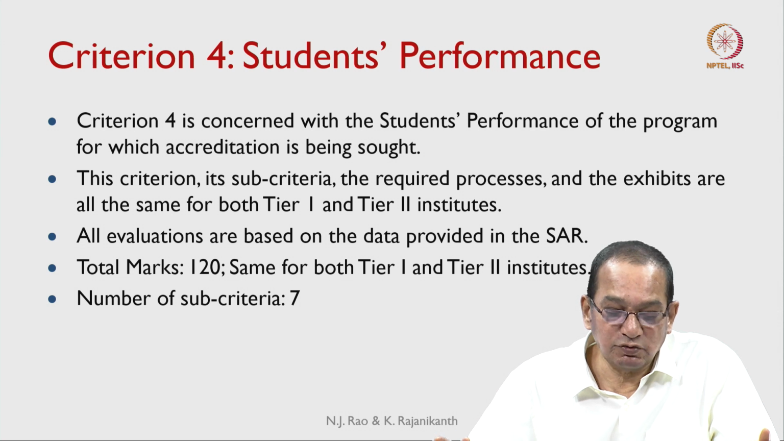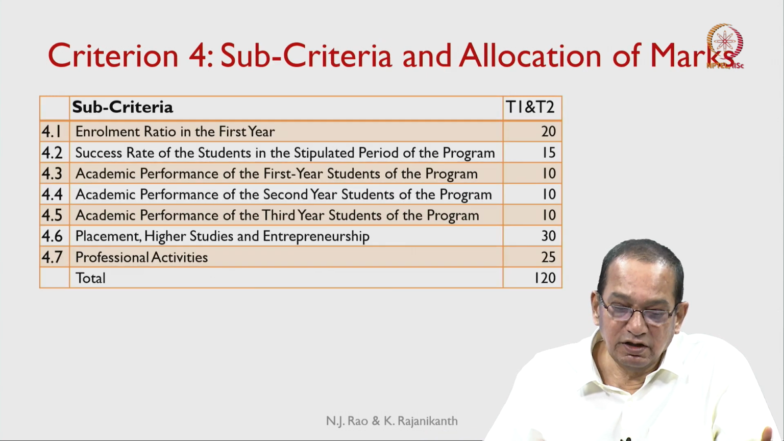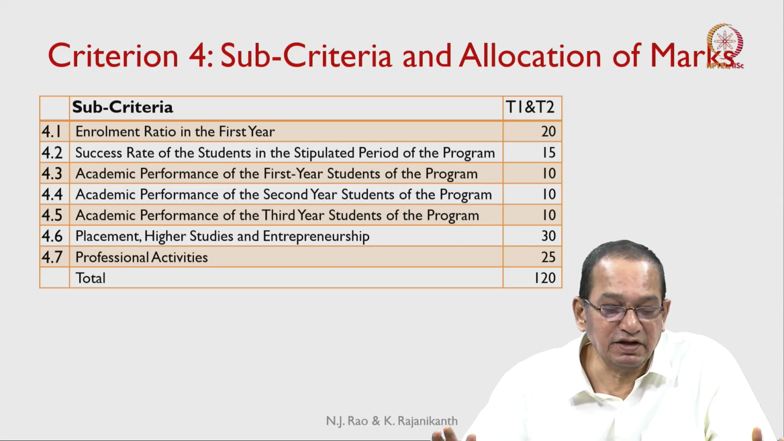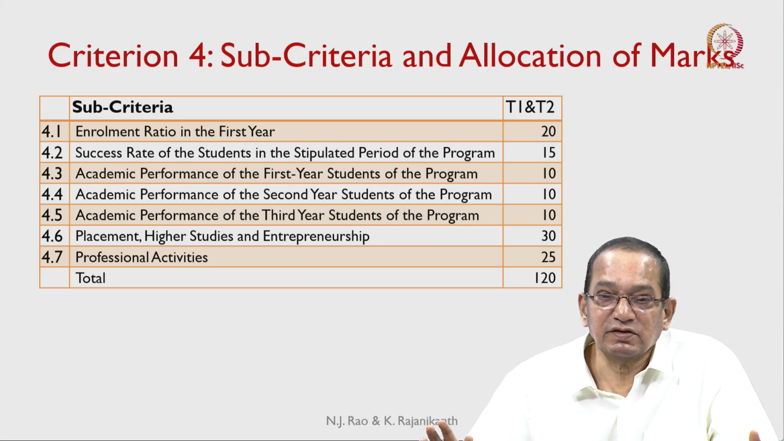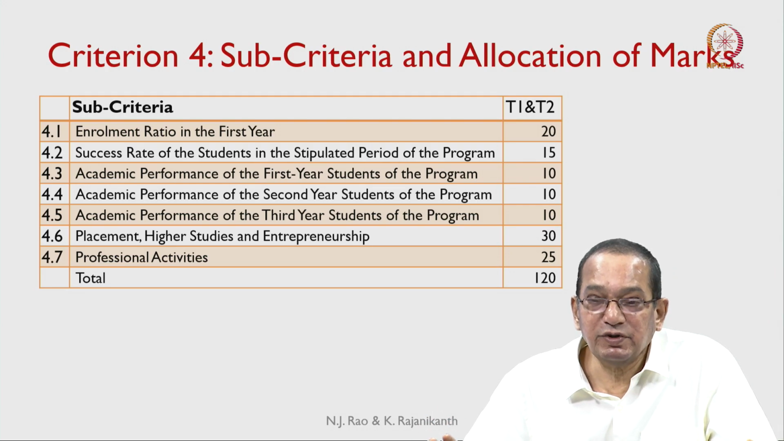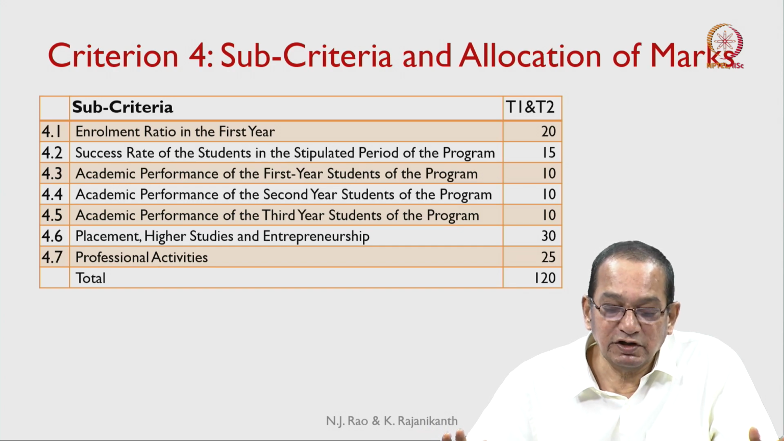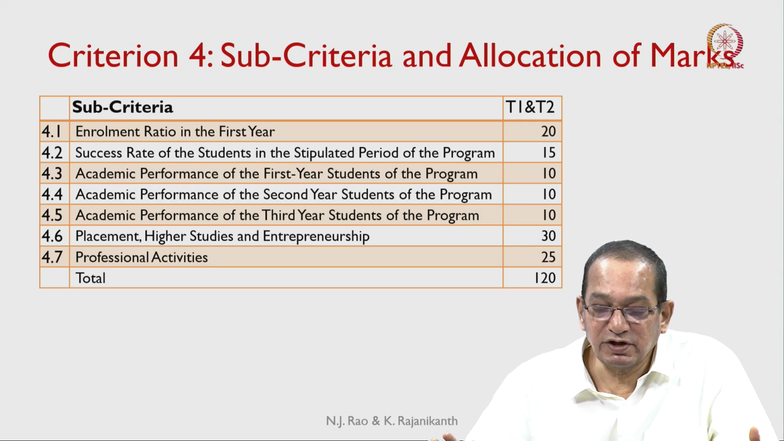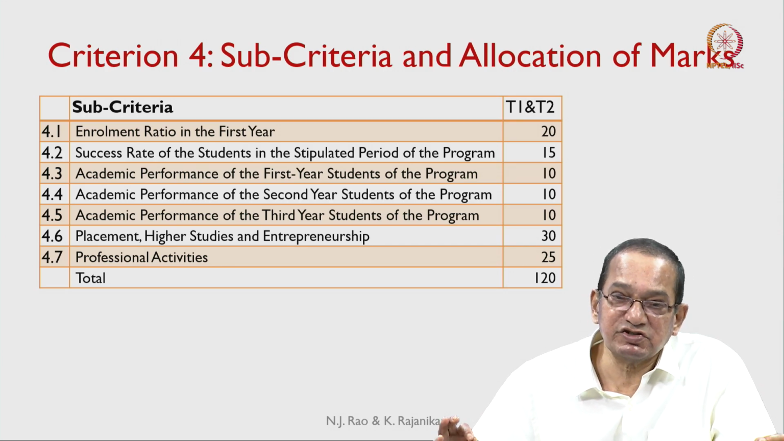The total marks are 120 and there are 7 sub-criteria under this criterion. Enrollment ratio in the first year, fairly straightforward. Success rate of students in the stipulated period of the program. We will see what it means to say stipulated period of the program and success rate. We will look at all these things, but it is just data.